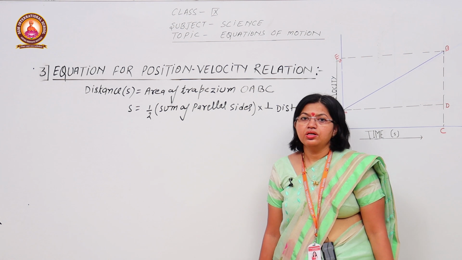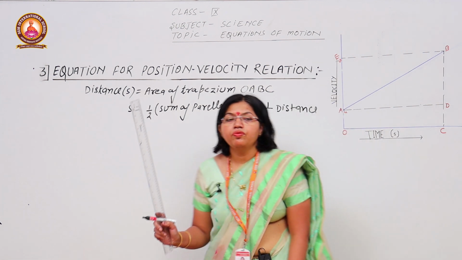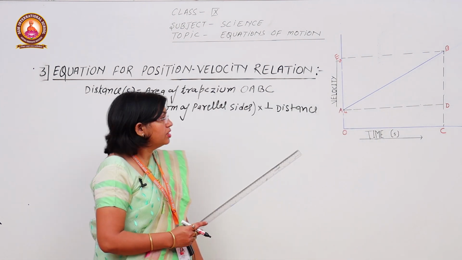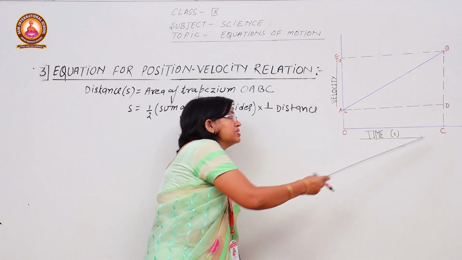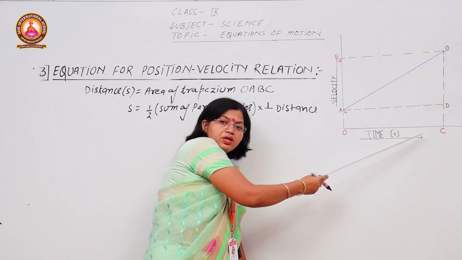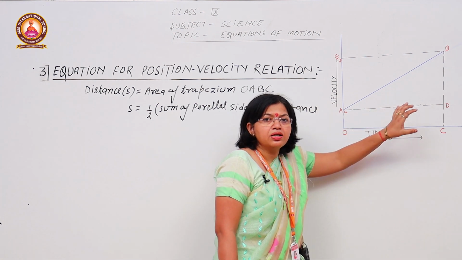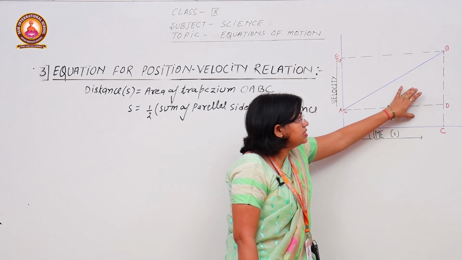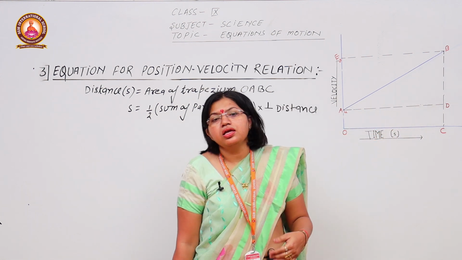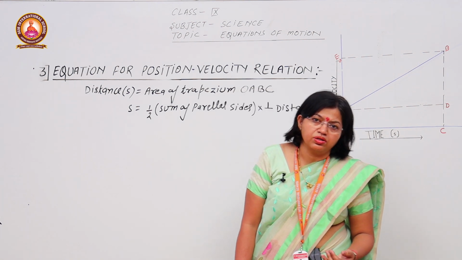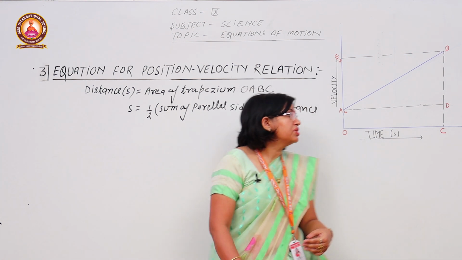Now we will move to the third equation of motion, or the equation for the position velocity relation. To find out the position of the object, we can find from the graph the area enclosed within this trapezium OABC. In the last equation, we took the area of the trapezium as the sum of two figures, a rectangle and a triangle. But here in this equation, we are taking the area of the trapezium OABC. Do you know the formula for the area of a trapezium?